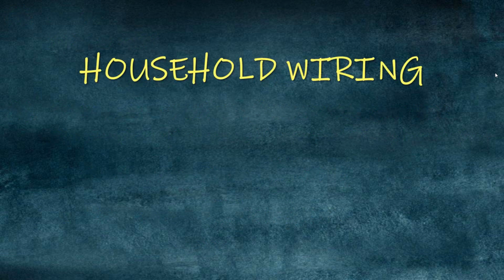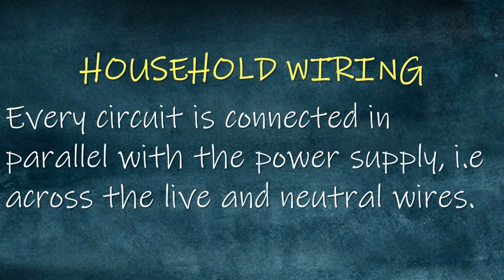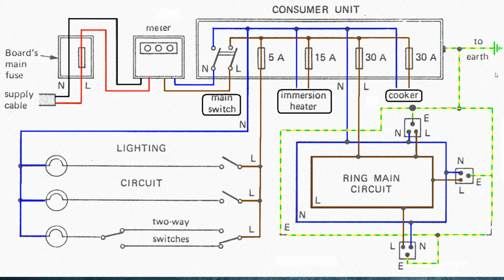Okay, household wiring. This should have been at the beginning, but I wanted to bring it at the end. Every circuit is connected in parallel with the power supply in a house, i.e. across the live and the neutral wires. This is just for the consumer unit here. You may have the supply cable. This is the neutral, the black, and the live is red. And we have a meter here.